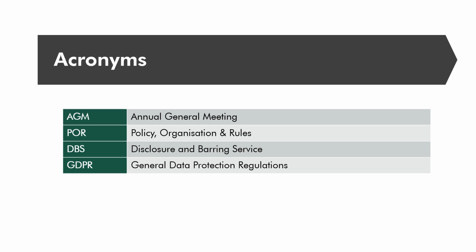I will try to keep acronyms to a minimum, but here are the ones I will use in this video. AGM, Annual General Meeting. POR, Policy, Organisation and Rules. DBS, Disclosure and Barring Service. GDPR, General Data Protection Regulations.